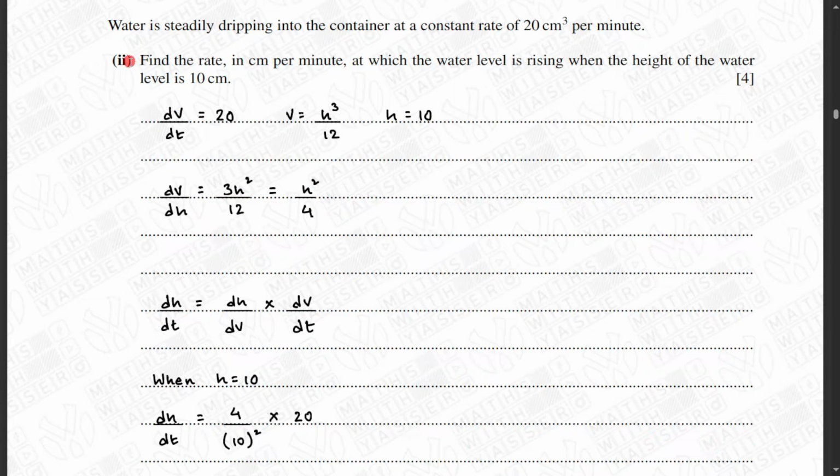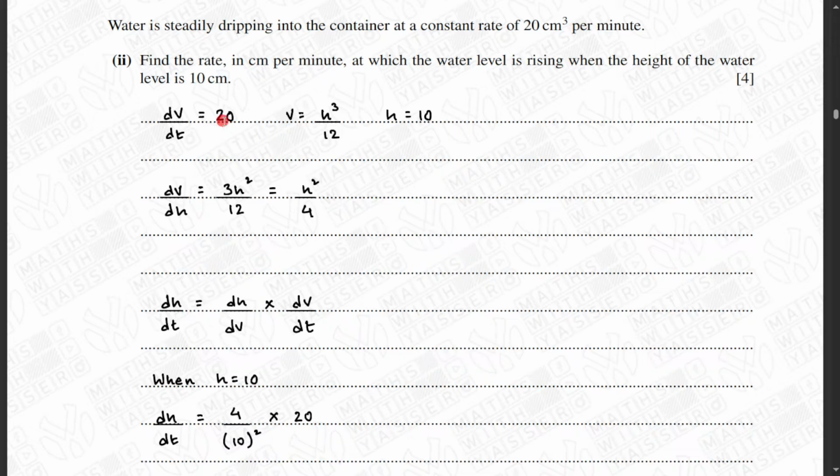In the second part of the question, it says water is steadily dripping into the container at a constant rate of 20 centimeter cube per minute. We need to find the rate in centimeter per minute at which the water level is rising when the height of the water is 10 centimeter. So what we are provided with is that water is dripping at a constant rate of 20 centimeter cube. That means the volume, since centimeter cube is the volume, they're talking about the volume.